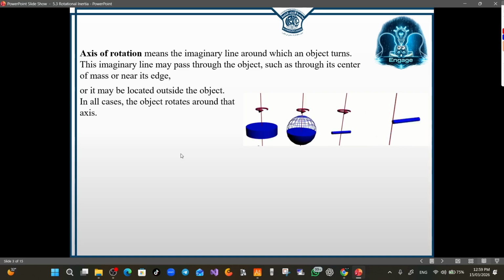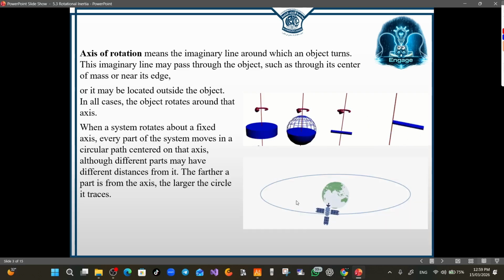Also, the axis of rotation may be located outside the object. So, for example, a satellite rotating around the Earth. The axis of rotation for the satellite passes through the Earth, the center of the Earth. So it doesn't belong to the object itself. It doesn't pass through the object itself. However, it's located outside the object, I mean the satellite.